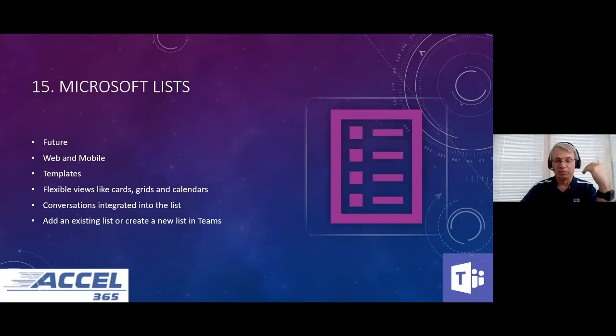You can take conversations, and they're actually integrated into a list. So if you have 100 items in the list, you can have a conversation around one of those items.